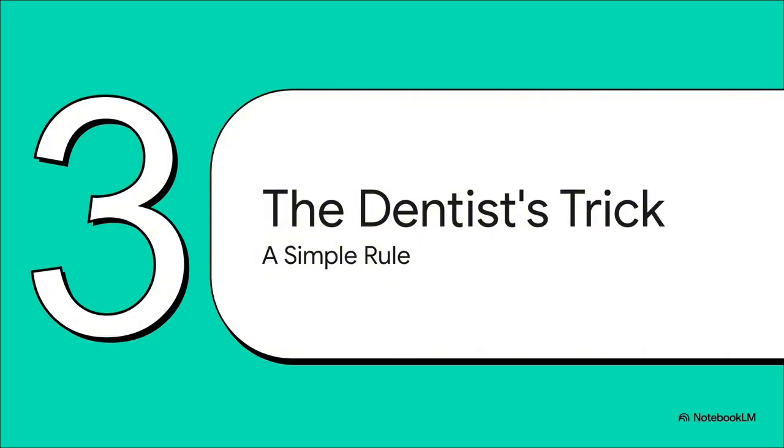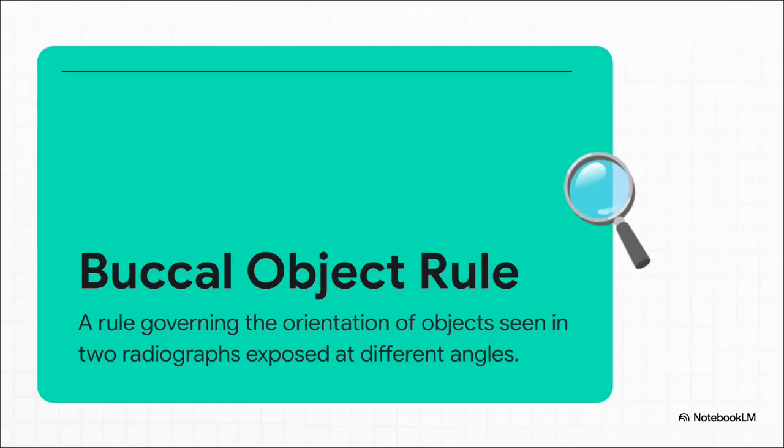Well, they don't need a fancy 3D scanner. Nope. They use a simple, really elegant rule that relies on nothing more than a little change in perspective. It's officially called the buccal object rule, and the secret is hiding right there in the description, two radiographs exposed at different angles. That's it. The entire solution, the key to seeing in 3D, is as simple as taking a second picture from a slightly different spot.